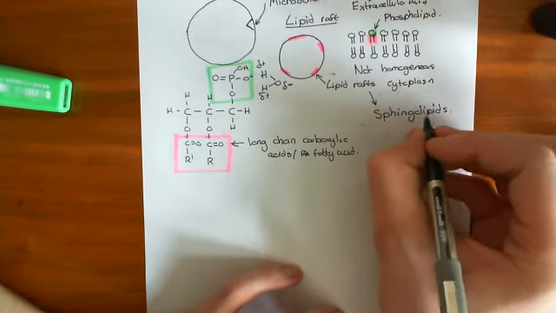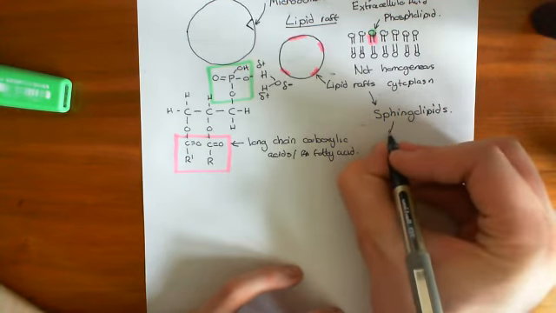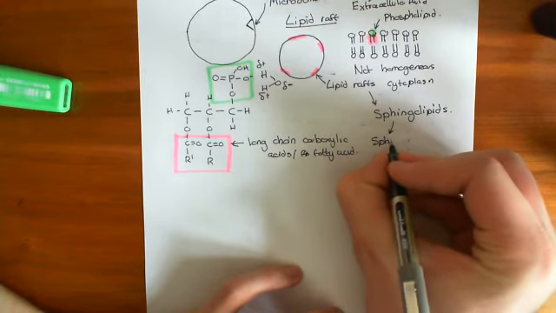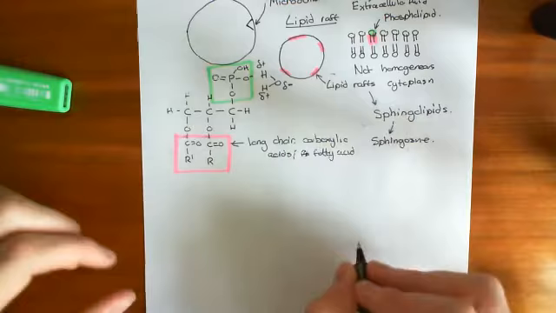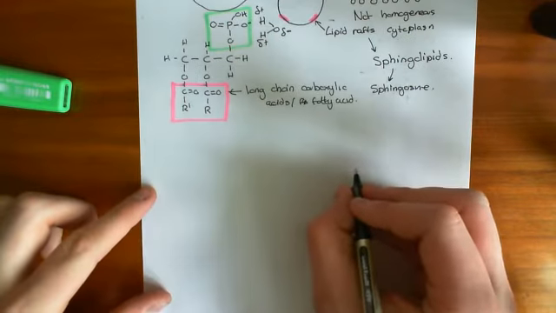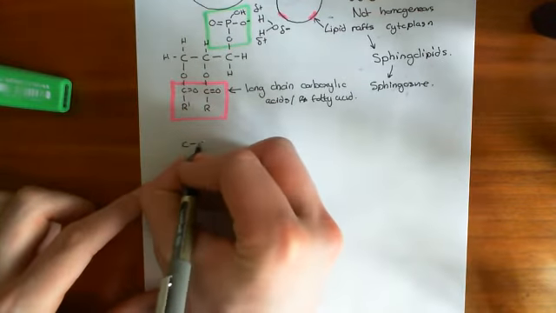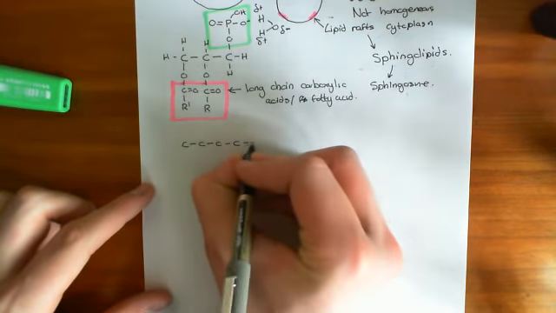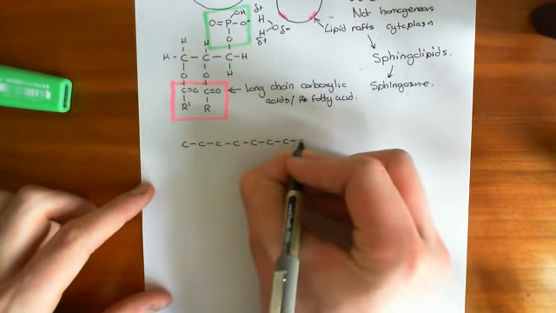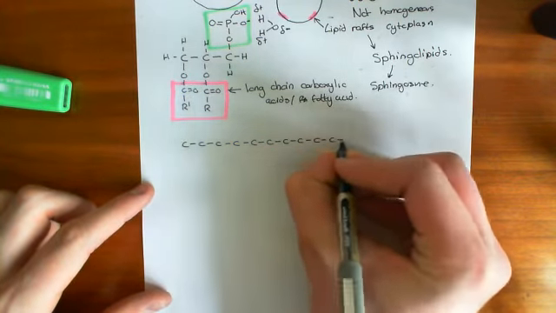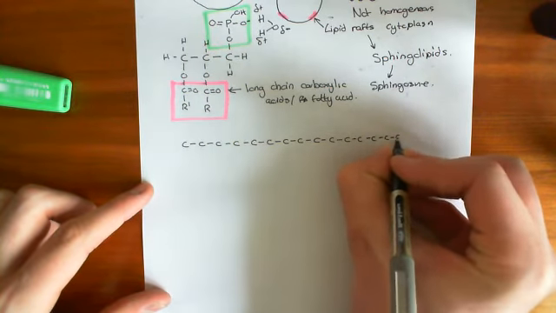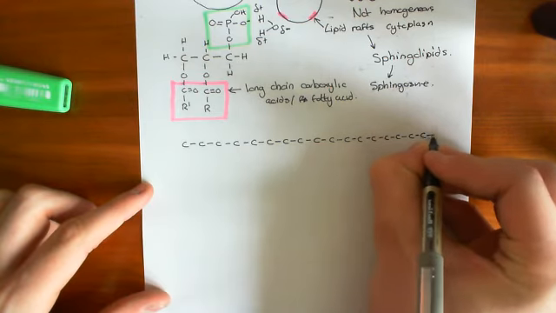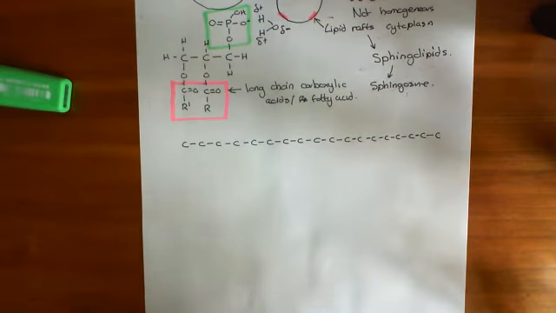Now, sphingolipids are all based on the structure of a molecule known as sphingosine. So, firstly, what we need to do is look at the structure of sphingosine. Sphingosine is an 18-carbon molecule, so I'll draw out the full structure. 4, 5, 6, 7, 8, 9, we're going to run out of space, 10, 11, 12, we're going to have to get smaller, 13, 14, 15, 16, 17, 18. I think that is 18 carbons.